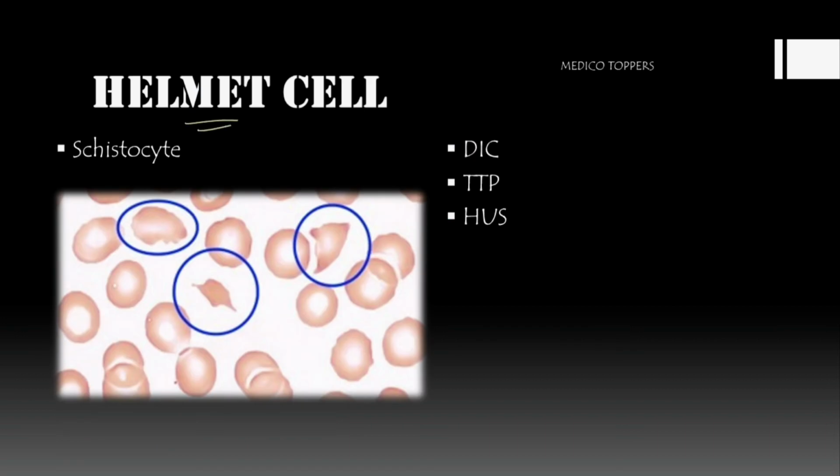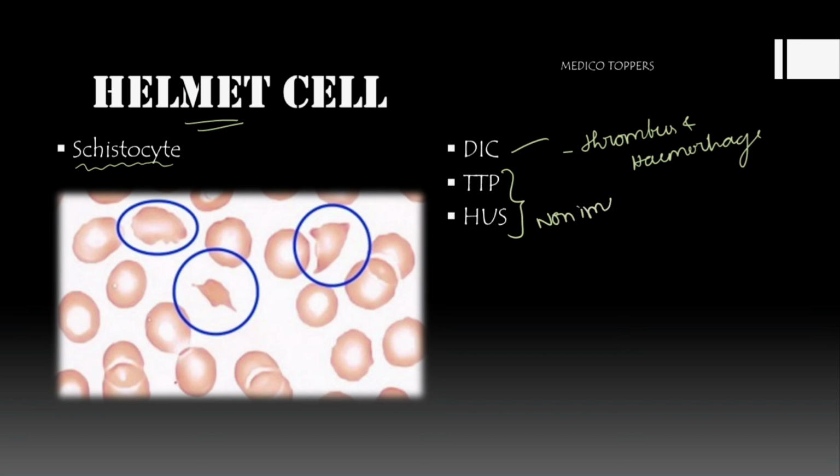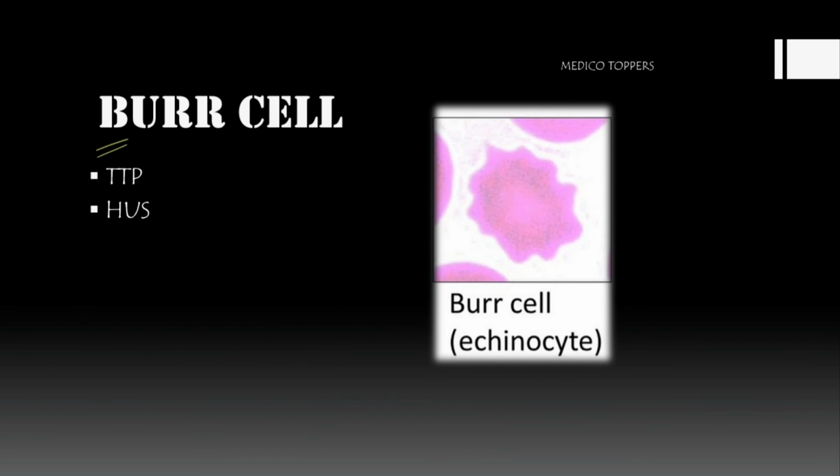Next. So here comes the helmet cells. It is also called schistocytes, and it is seen in DIC, that is disseminated intravascular coagulation, where we will have both thrombus and hemorrhage. And in case of TTP and HUS, there will be non-immune mediated hemolysis. Here TTP is none other than thrombotic thrombocytopenic purpura, and HUS is nothing other than hemolytic uremic syndrome. Next comes burr cells, which are seen in TTP and HUS. Here in this image you can see the burr shape of it, and this is also called an echinocyte.